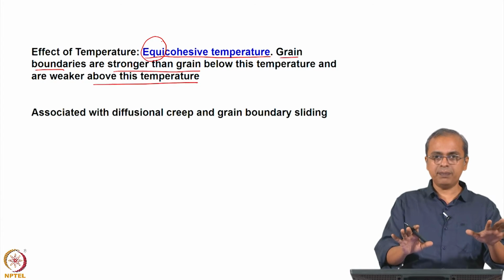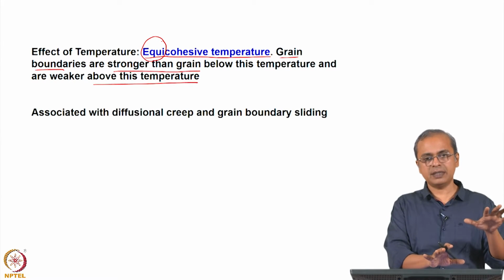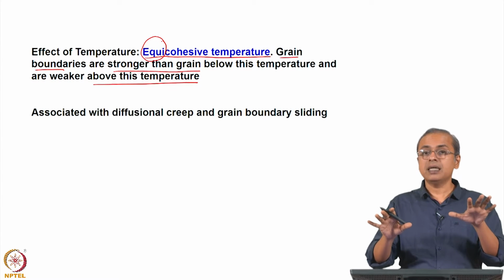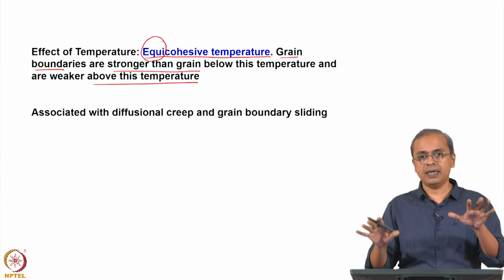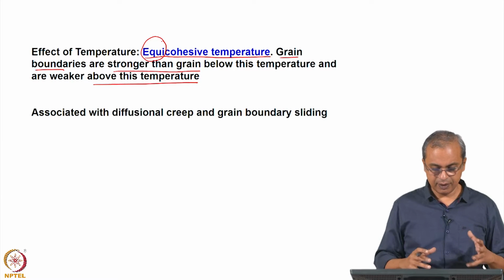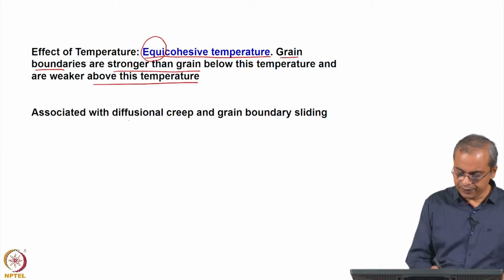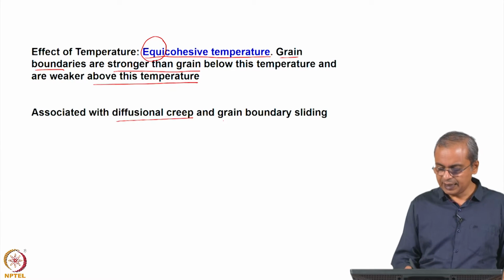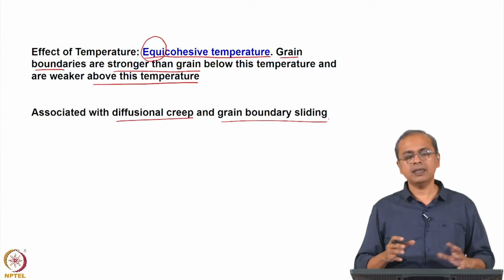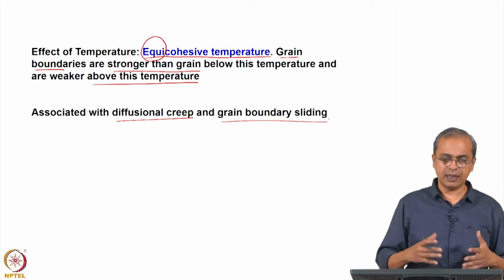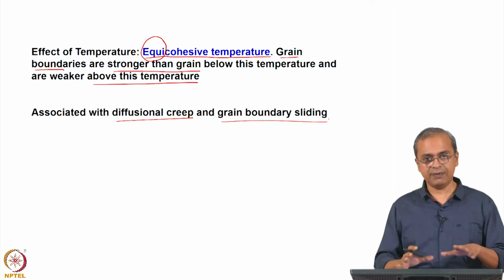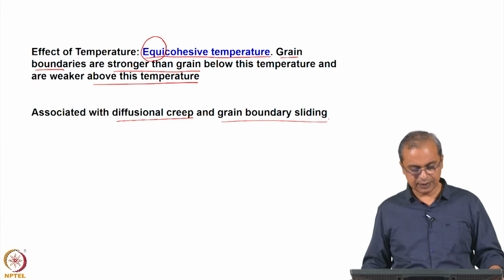If you go below in temperature, the grain boundary becomes relatively stronger than the grain. If you go above in temperature, the grain becomes stronger than the grain boundary, and so correspondingly you see a difference in behavior. So, this was explained by creep, diffusional creep and grain boundary sliding. These are two phenomena which we will see to varying levels of detail in this and subsequent classes.